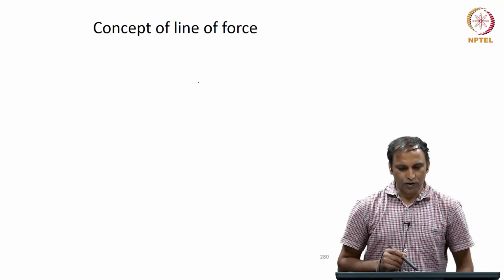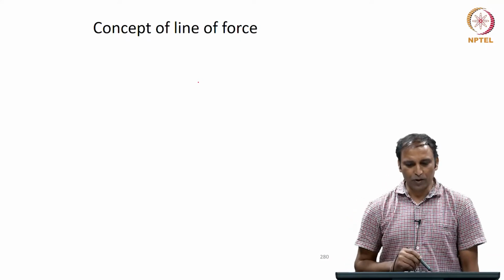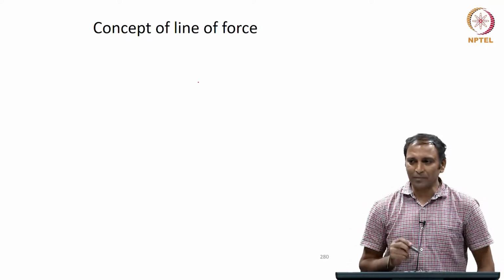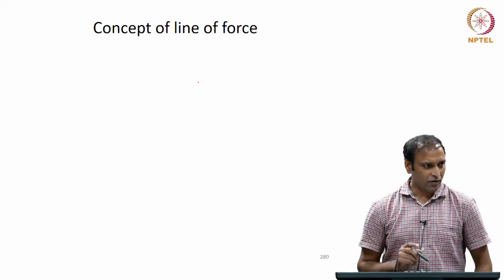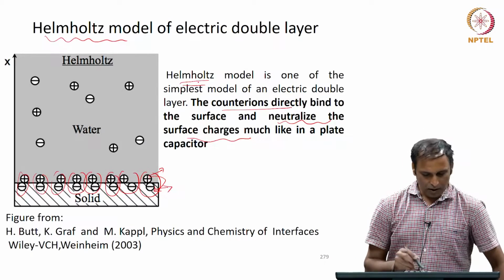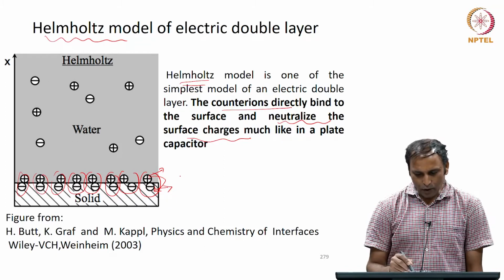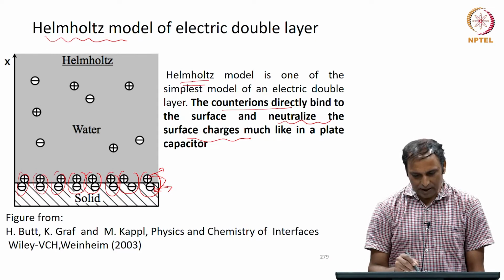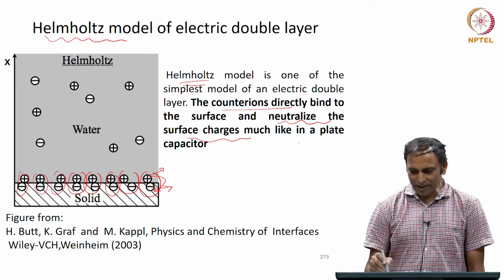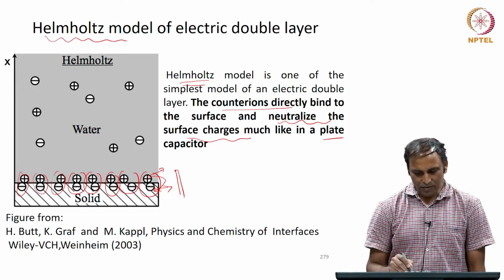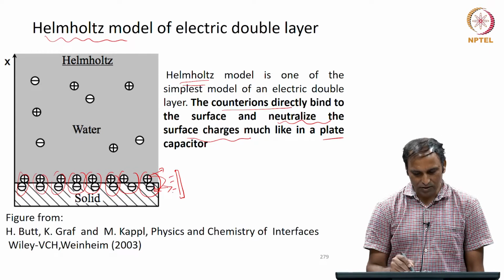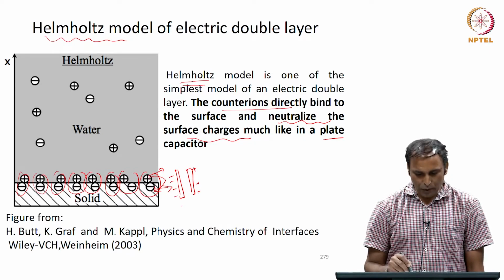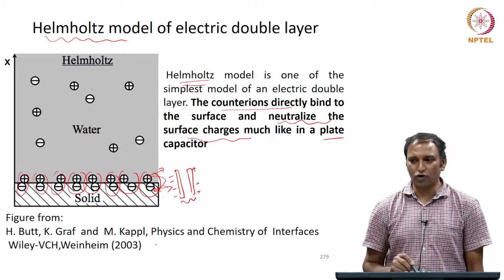So what we were trying to do is develop an expression for a quantity. This arrangement is something like a capacitor, right. I have a plate which is negatively charged and another plate which is positively charged. So we would like to relate what is the potential drop.